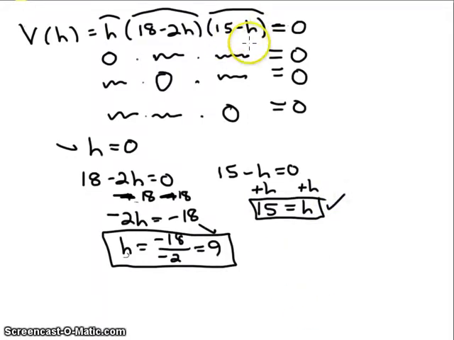So this method allows us to solve the polynomial. If we put 0 on the right side here and then use the factored form on this side of the equation, we can set each factor equal to 0 and find out what value of h makes this equal to 0.